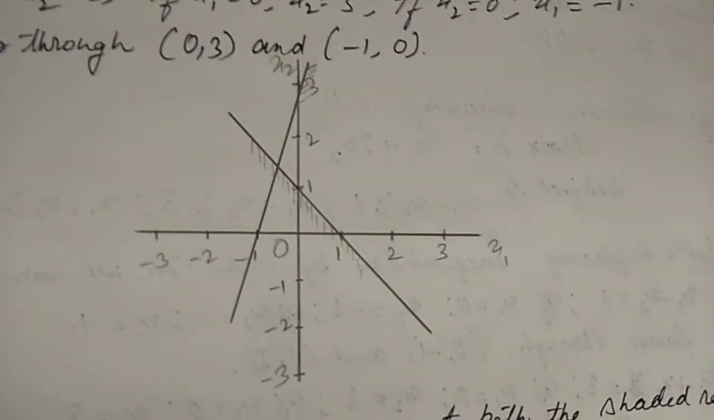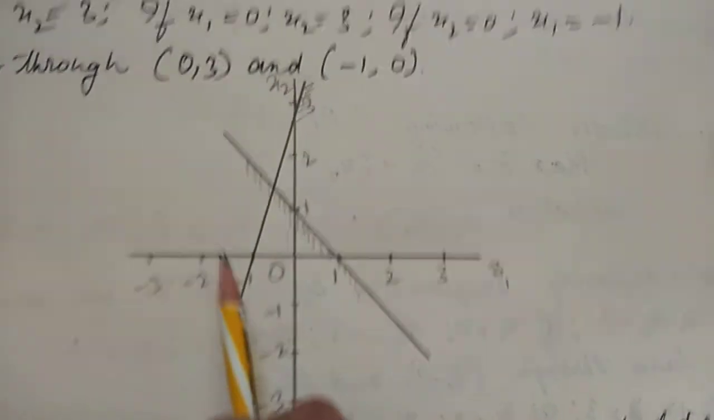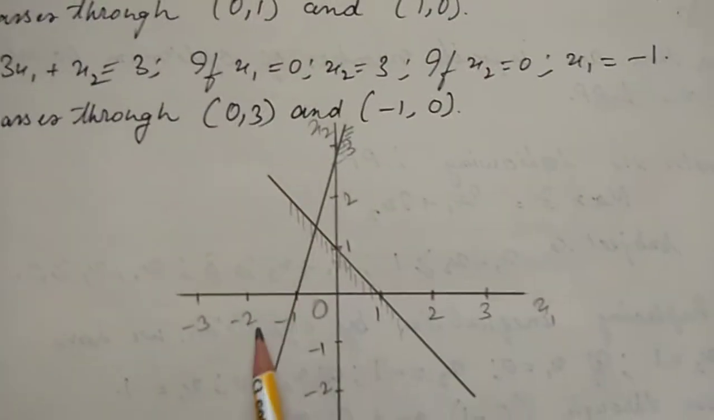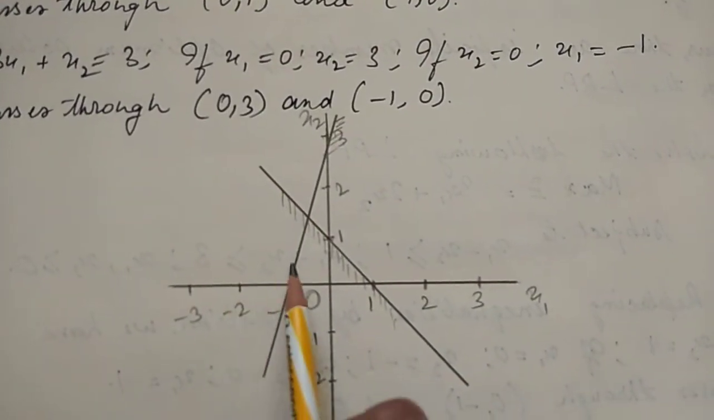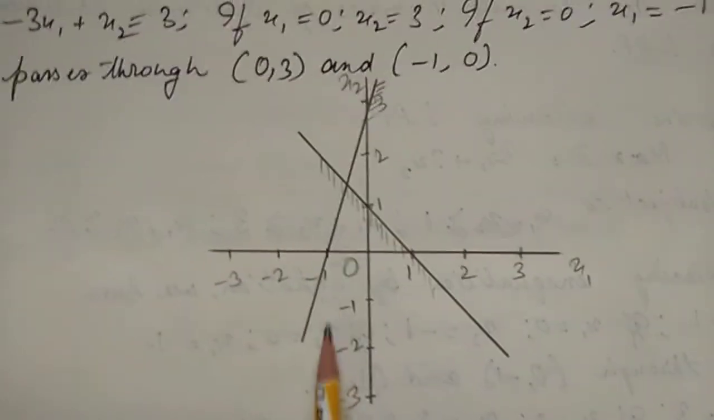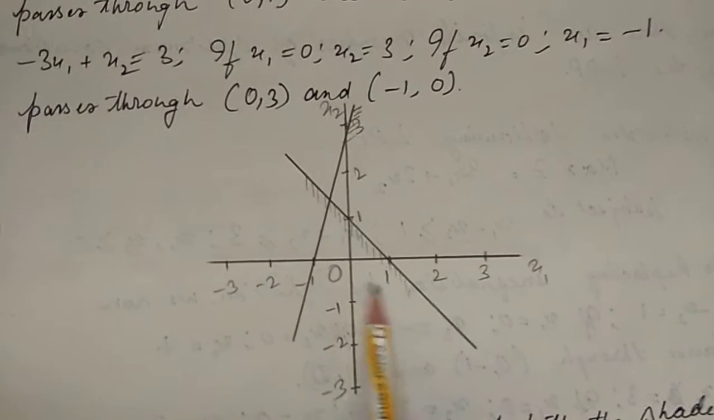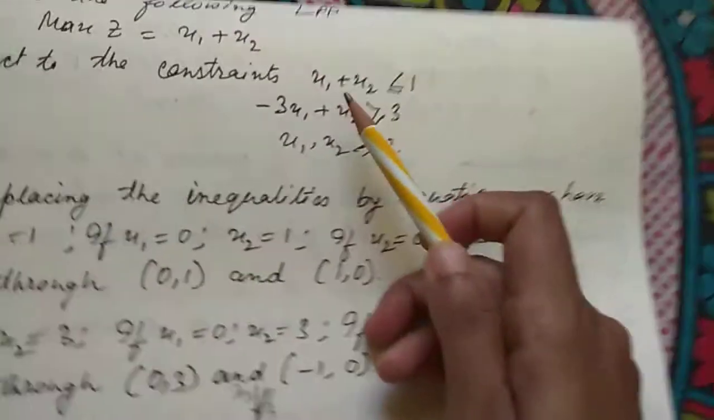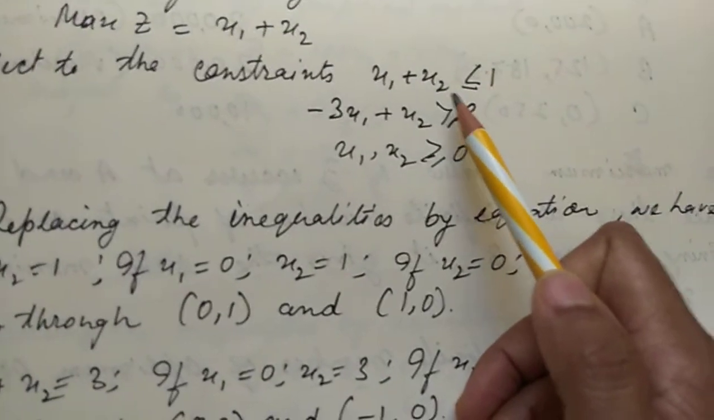This will be our graph. Okay, there will be again negative points on the first, for the first straight line, I think. No, for the second one. For the second one, there will be a negative point on the x1 axis. It is minus 1 and 0. So here. So then, if this is our finding of the graph, then what we have to do now? We have to shade the region, right?